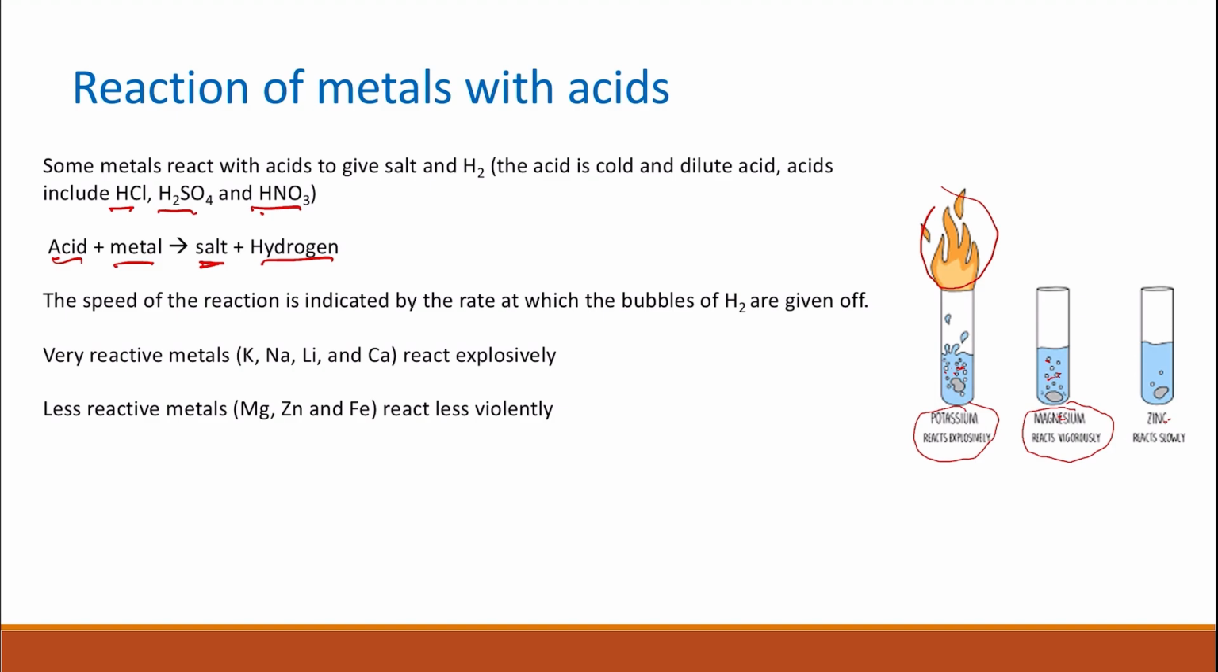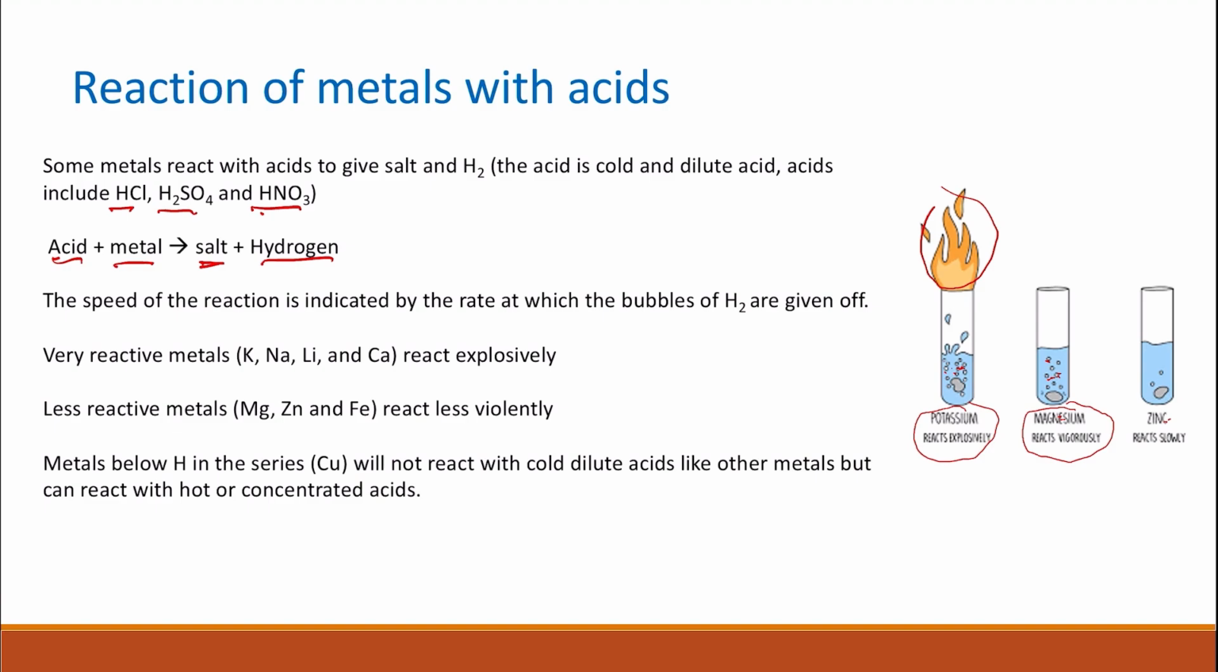Remember that this is a common question in your GCSE or IGCSE exam, where they give you a photo with the different metals reacting with acids or with water, and ask you to judge which one is more reactive. Based on the number of bubbles of hydrogen produced, you can say this metal is more reactive because there are more bubbles of hydrogen produced.